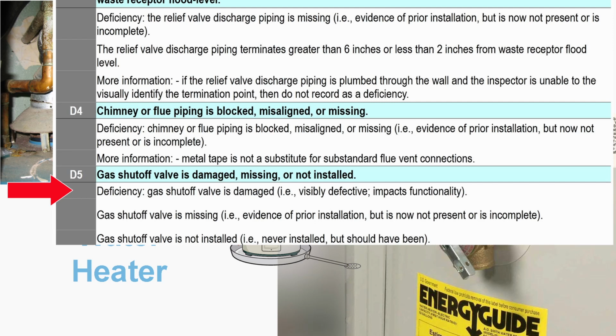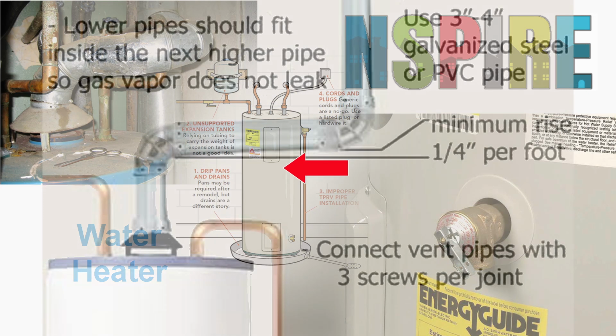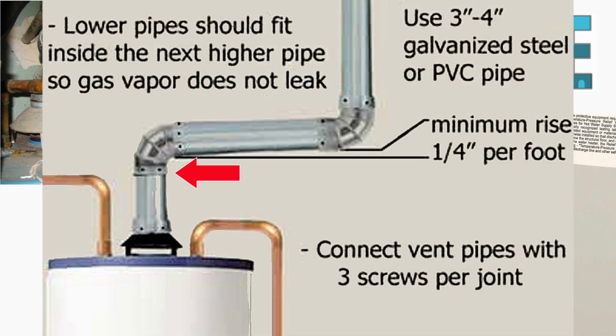I think one thing that remains open for discussion is that note on D4 about metal tape not being a substitute for substandard flue vent connections. You don't substitute tape for something that's bad. I think what they're trying to say there is that metal tape is not a substitute for proper flue vent connections. Proper flue vent connections would mean that you've got 3 evenly spaced screws at each joint if you're joining single wall pipe, and that taping the pipe would not be a substitute for those screws.